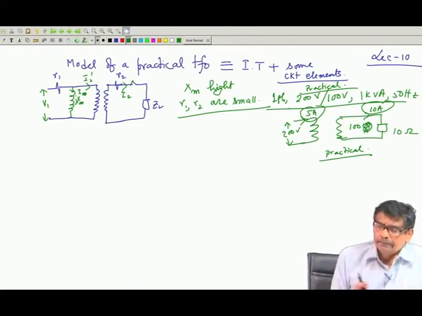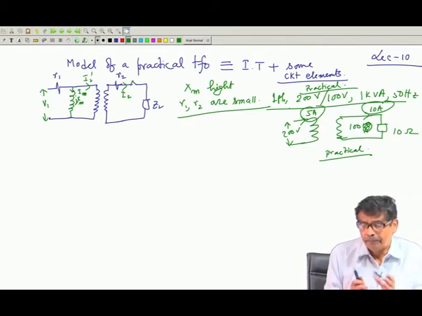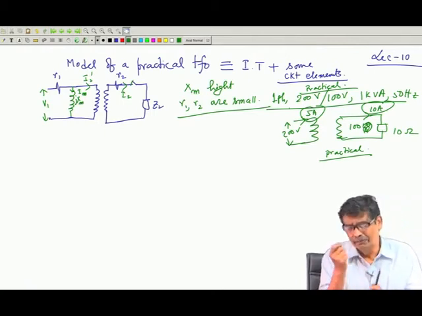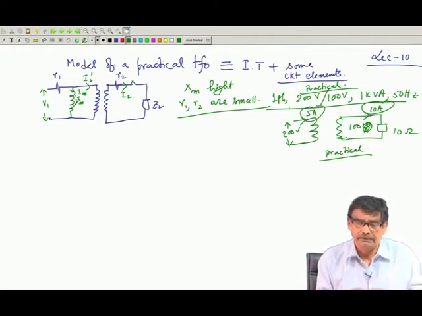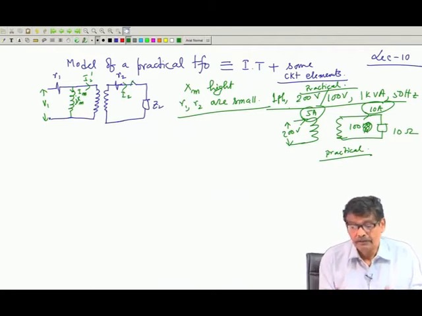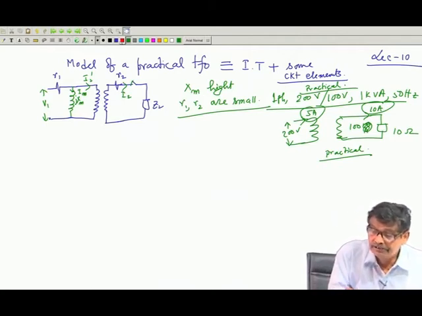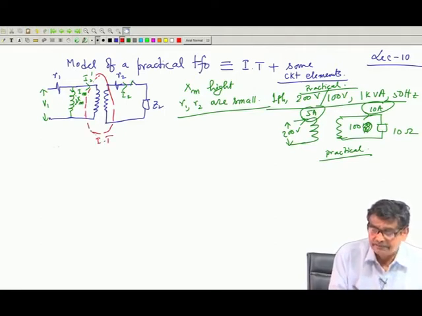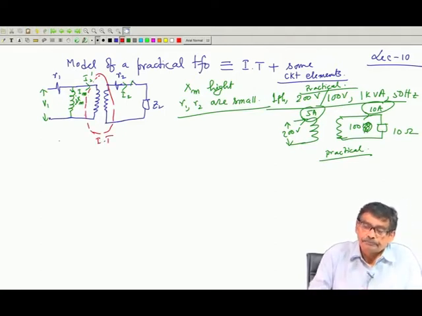So that is there, but still now let us see whether those parameter values can be taken into account, and if they can be taken, how? To do this, I told you this portion is the ideal transformer and we go on adding parameters like this.